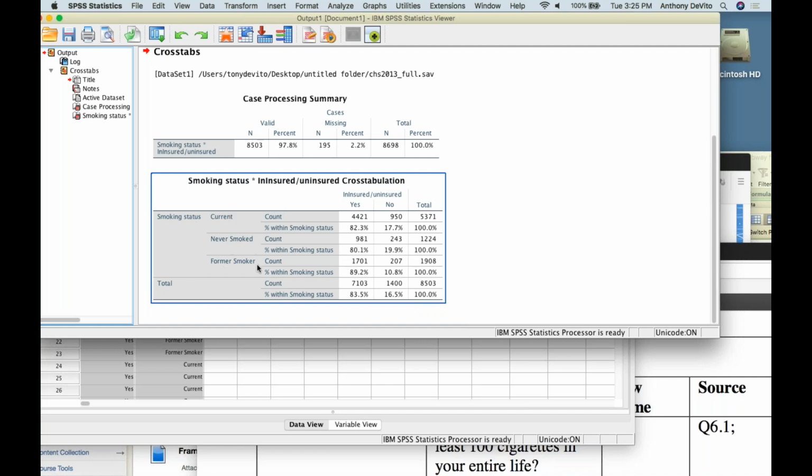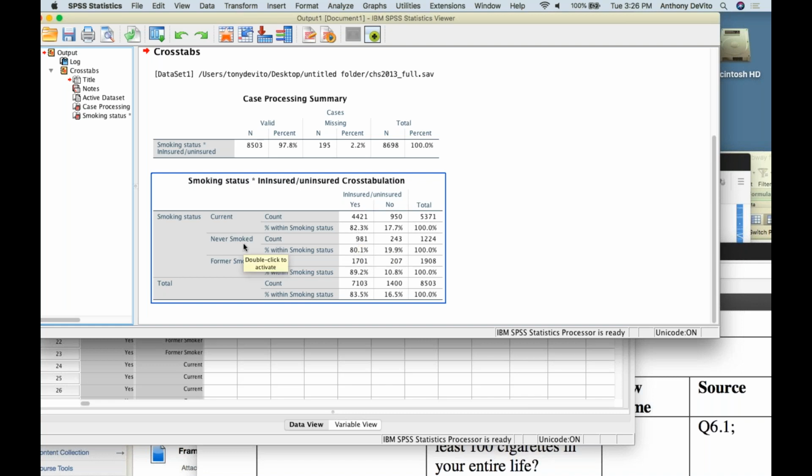In the rows is smoking status. In the columns is insurance status. So if you're a current smoker, right? 4,400 out of 5,300 people who are current smokers are insured. 82.3% of smokers are insured. Now I got it straight. See, that's what happens when you look at these tables for too long.